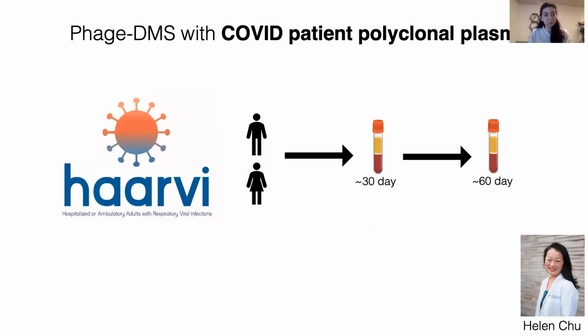Next, I'm going to describe some results that we have using some COVID patient plasma. We partnered with Helen Chu at the University of Washington, and we took some samples from her Harvey study. Patients were enrolled in this study if they had confirmed COVID infection. We were able to get samples taken at day 30 and day 60 post-symptom onset.